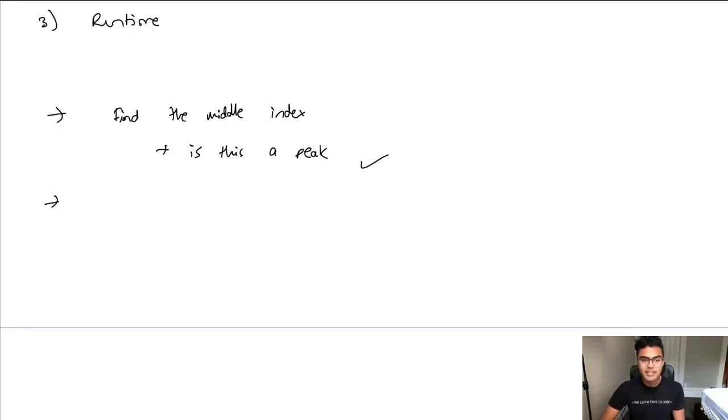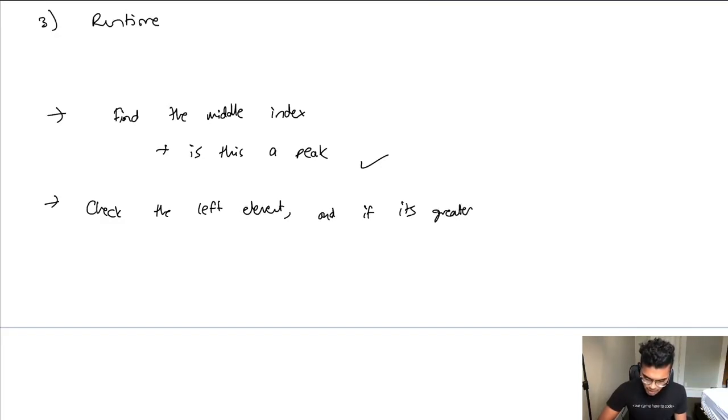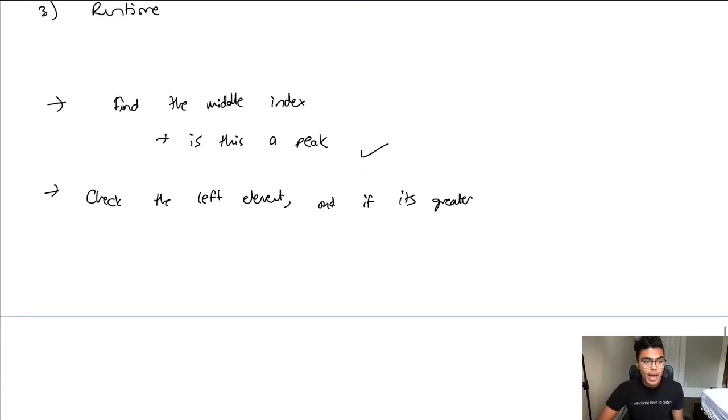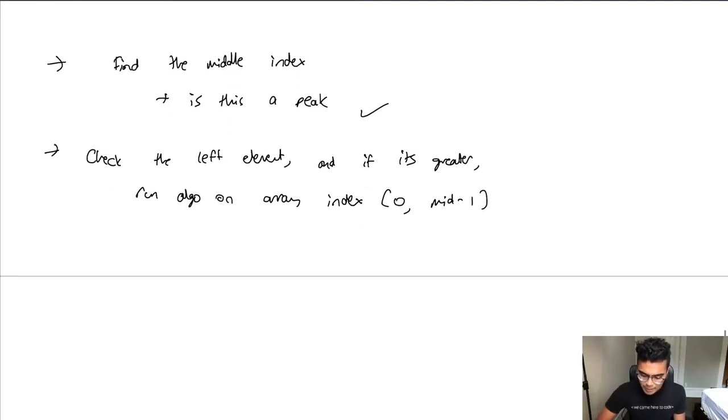So to write that out in words, I would say find the middle index. If this is a peak, fantastic, I found my peak. If it's not a peak, then what I'm going to do is check the left element. And if it's greater, I'm going to do what? I'm going to run this exact same algorithm, run algo on array of index 0 to this left element index. And so like mid -1, if you want to say mid being the middle index.